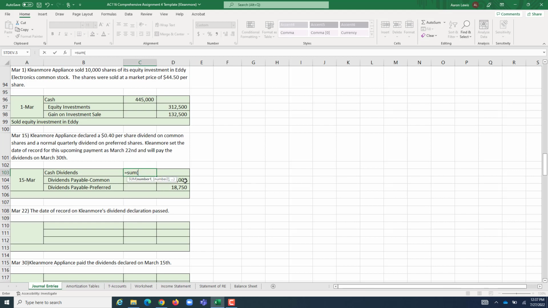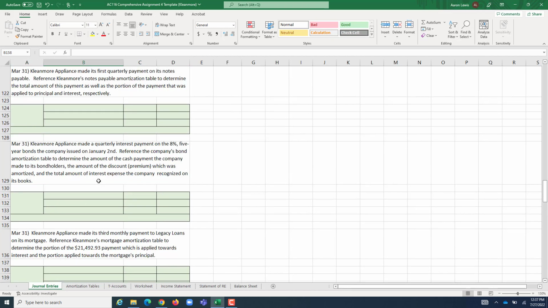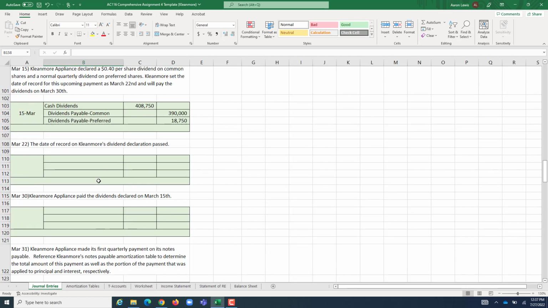So if we add those two numbers together, the total amount of money that we are handing out to the public is equal to the sum of what we're declaring for common shares and the sum of what we're declaring for preferred shares. Totals up to $408,750 here. We declared cash dividends.